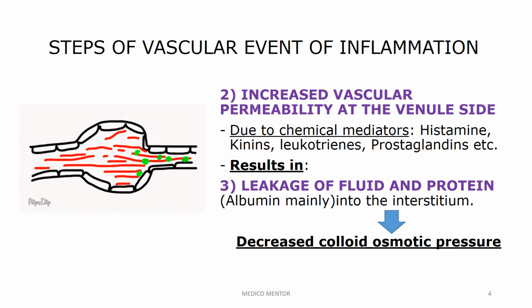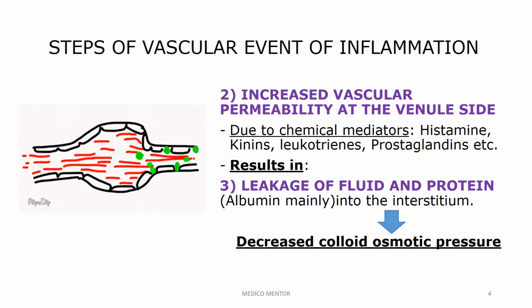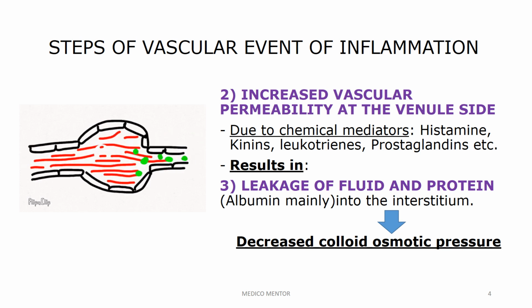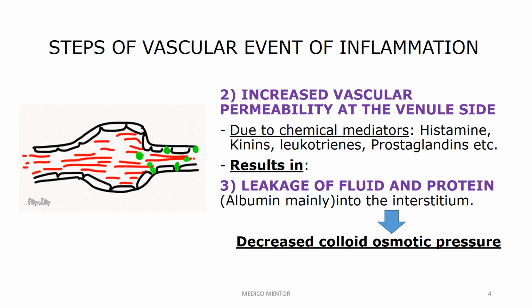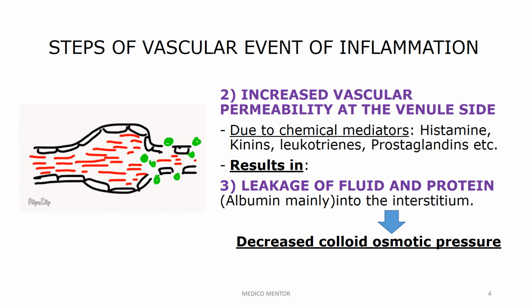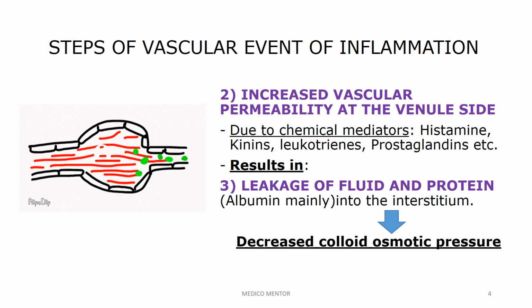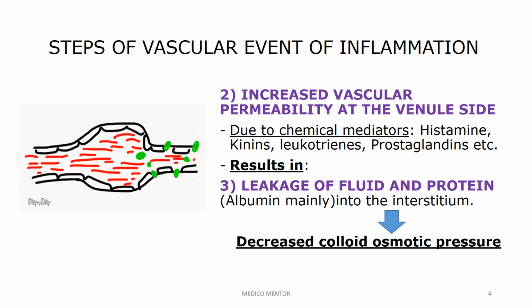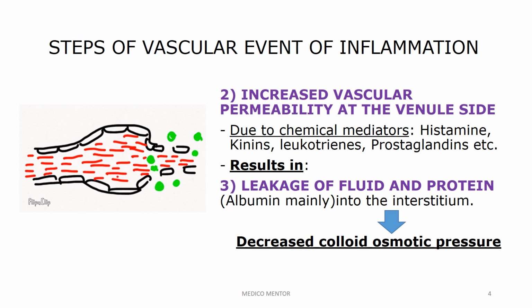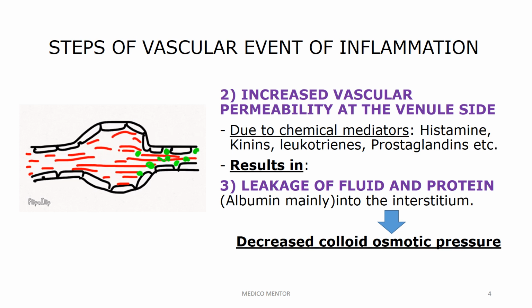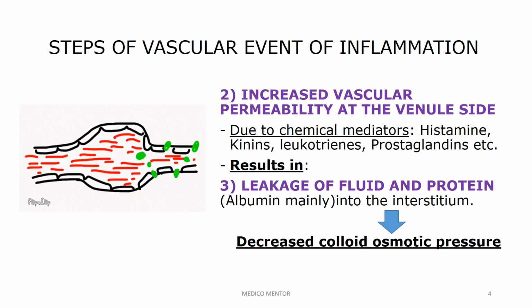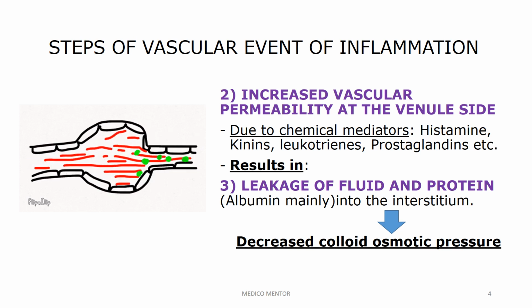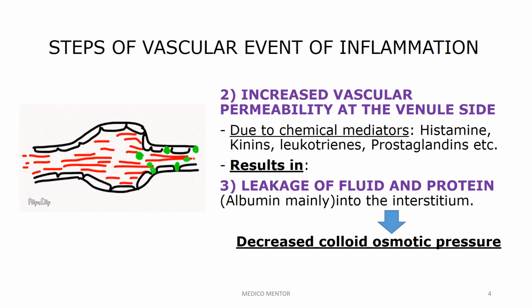The next event is an increase in vascular permeability, which is seen over the venule side, and which is mediated by chemical mediators like histamine, kinins, leukotrienes, prostaglandins, etc. As vascular permeability increases, the gap between two adjacent endothelial cells widens. The bigger proteins, mainly albumin, can also leak out, and once the protein leaks out into the interstitium, that results in a decrease in colloidal osmotic pressure.